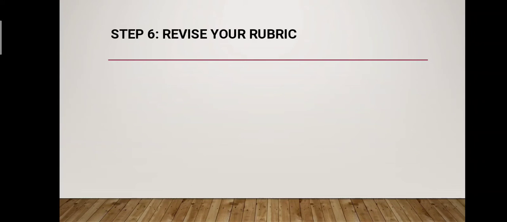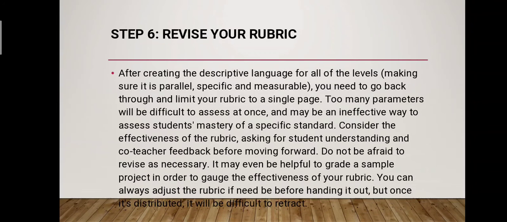Step 6. Revise your rubric. After creating the descriptive language for all of the levels, make sure it is parallel, specific, and measurable. You need to go back through and limit your rubric to a single page. Too many parameters will be difficult to assess at once and may be an ineffective way to assess student mastery of a specific standard. Consider the effectiveness of the rubric, asking for student understanding and co-teacher feedback before moving forward.